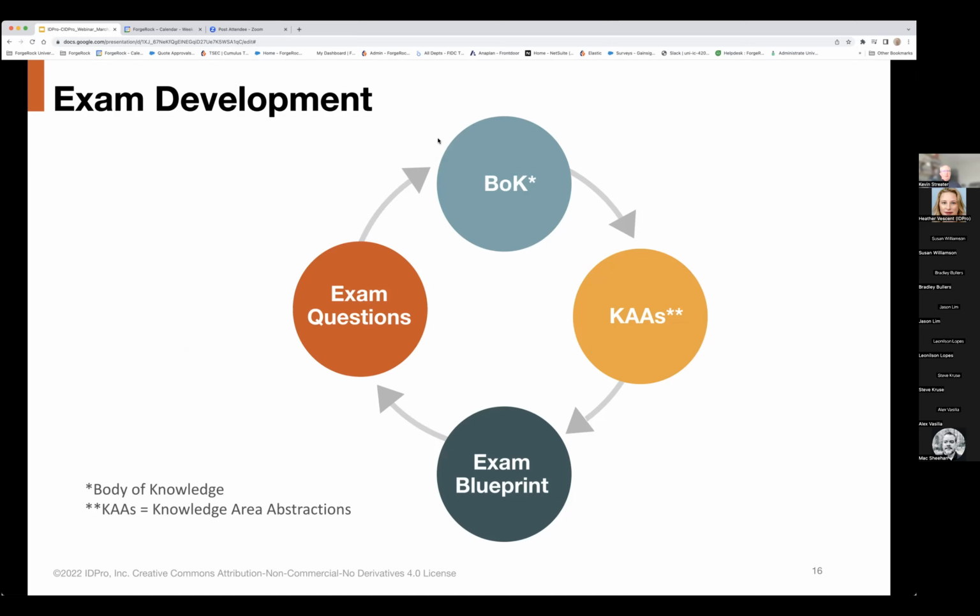But as the BOK itself is being updated and new topics are being added and the identity world moves forward, we will then use that to do the next update to the exam. So the body of knowledge will then drive the next development of the updated knowledge area abstractions and give us a new exam blueprint and so on. So we've deliberately and very intentionally set out to have an exam development process that will keep the exam current and will make sure that it can keep pace with the changes that take place in the identity world.